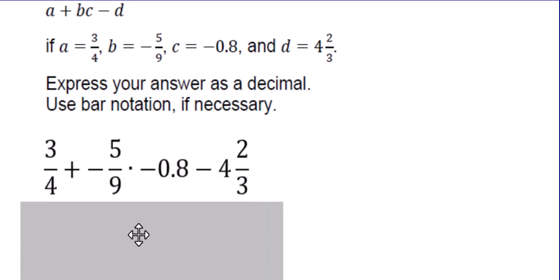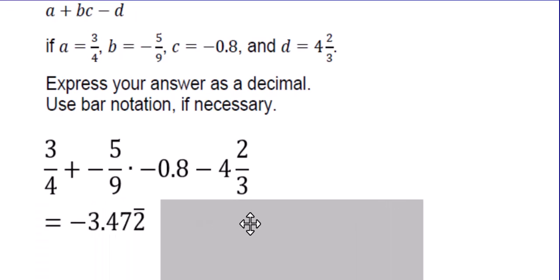So when I type this in, I'm going to type in 3/4 plus BC, which is -5/9 times -0.8, minus D, which is -4 2/3. Now, you could rewrite -0.8 as -4/5. Those are equivalent. You don't have to do that. When we plug this into our calculators, my calculator is going to give me this pretty nasty decimal, and that's why it says to use bar notation if necessary. It's going to give me -3.472 with just the 2 repeating. So it'll be -3.47222222, and it'll keep going to the end of the calculator.